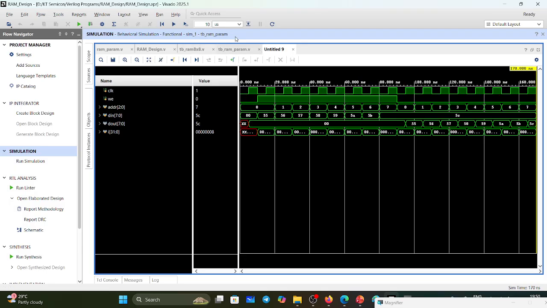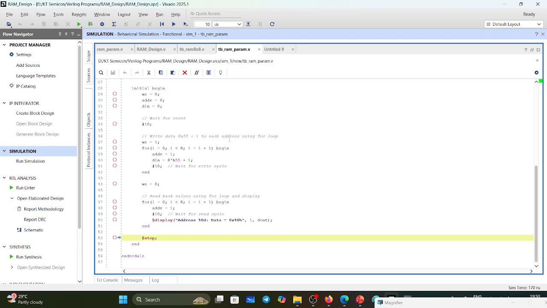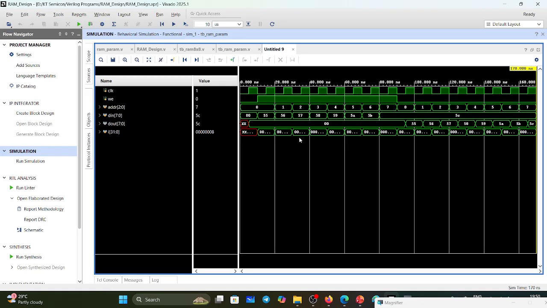In the test bench I gave the values like this: address equal to i, and d in equal to 8'h55 plus i. So like this it will take 55, 56, 57 up to 5b and 5c. It is coming in the d in during write operation. During read operation, the microprocessor can read the data in the d out, 55, 56, 57 up to 5c. Like this it can read the data.